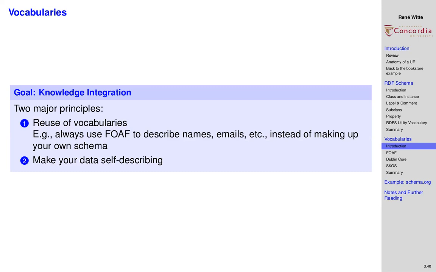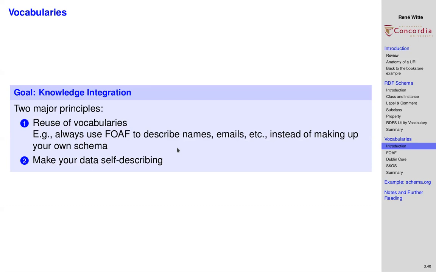So there is a major rule when you work on knowledge graphs and knowledge bases that you reuse vocabularies wherever possible. For example, one very common use case is describing persons with names, emails, and so on. And there is a schema called FOAF, which I'll show you in a minute. And then you just always use the same schema. You don't make up your own.